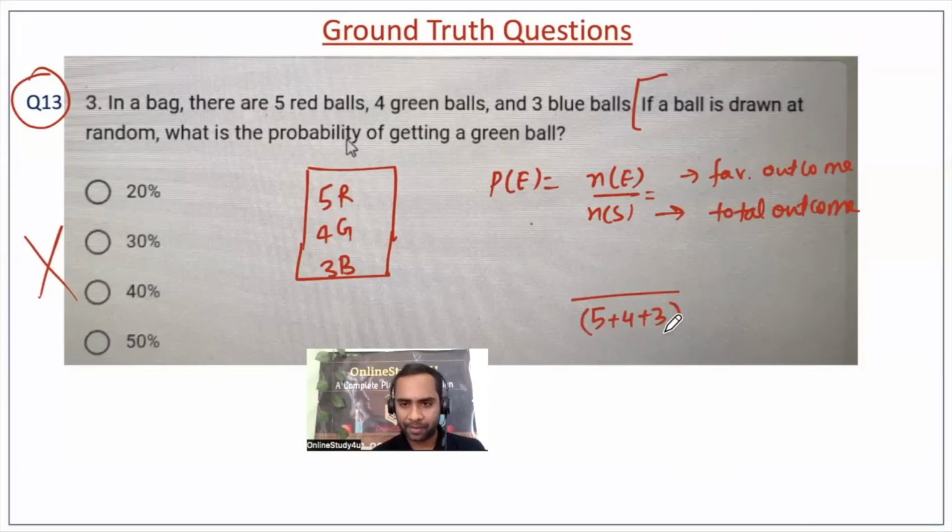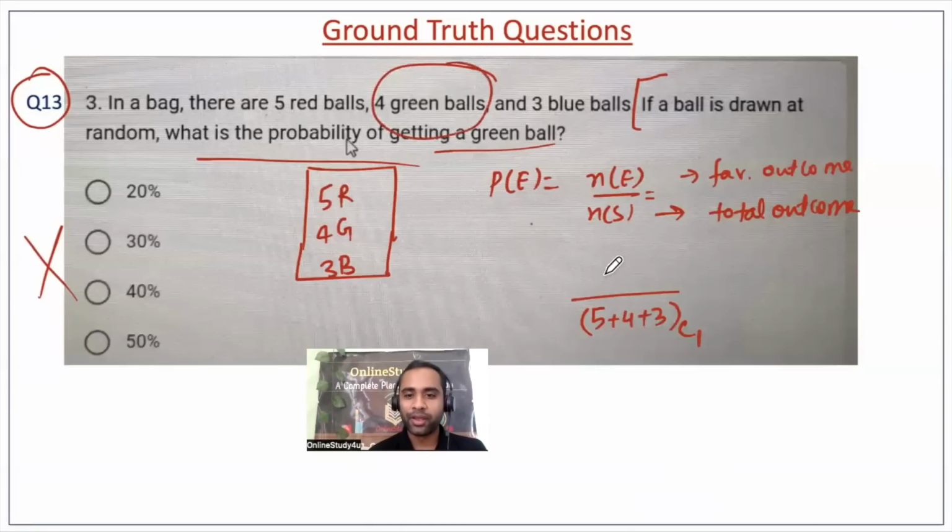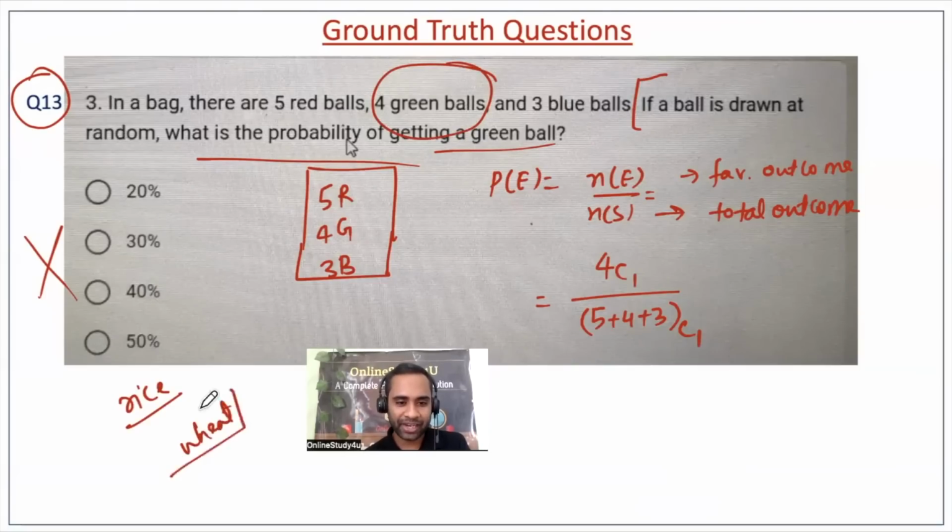Total we have 12 balls, and you are going to take one ball out. Now what is the probability of getting a green ball? You want a green ball, so you take from green. If you want to eat rice, then you take from rice, not from wheat. So if you want rice, you take from rice. If you want green, you take from green.